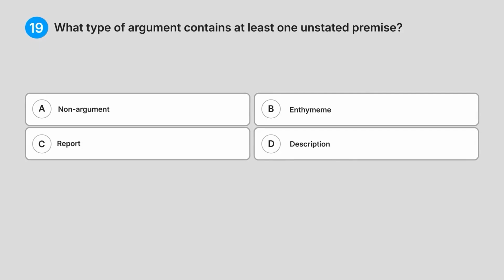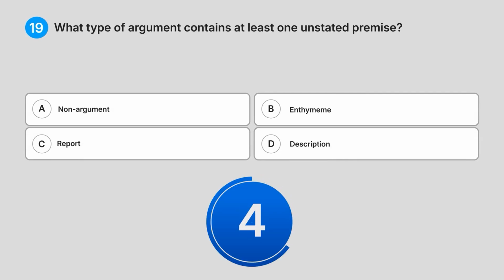(19) What type of argument contains at least one unstated premise? A. Non-argument. B. Enthymeme. C. Report. D. Description. Do you know the answer?